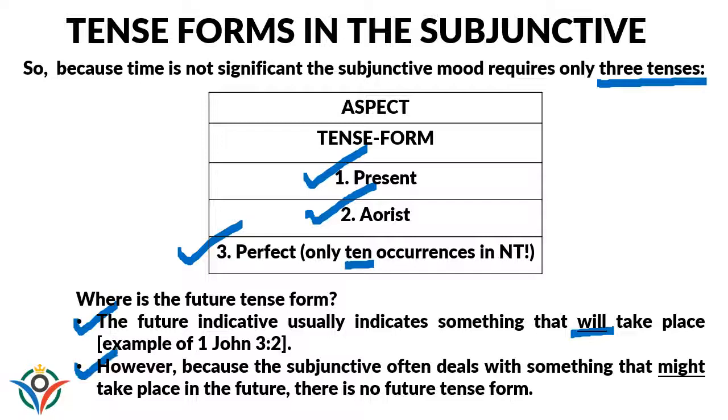However, the subjunctive mood often deals with something that might take place in the future. And because there is an air of uncertainty, there is no future tense form in the subjunctive mood.